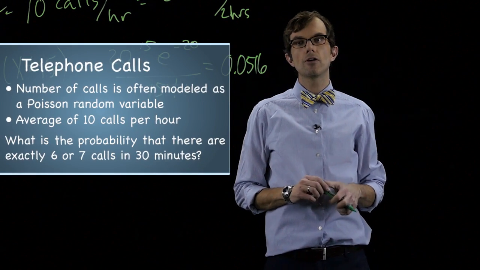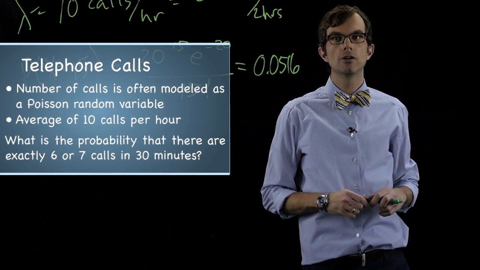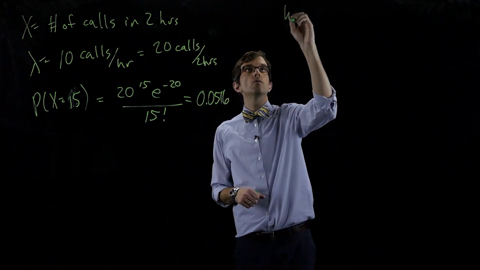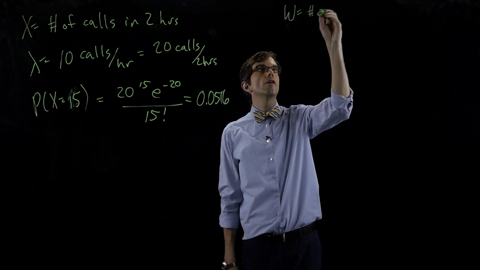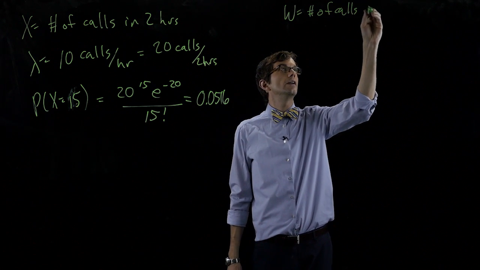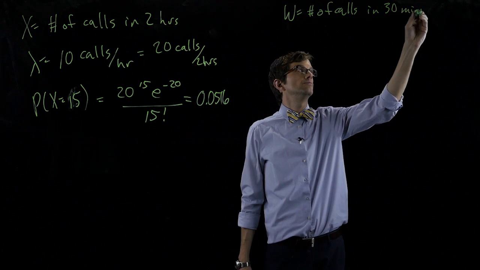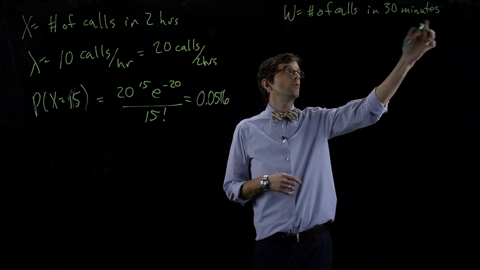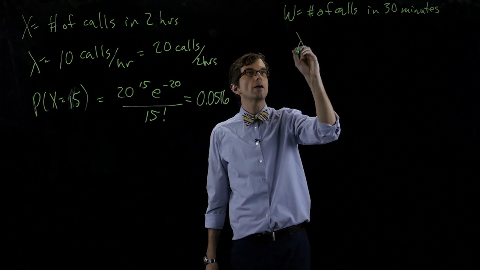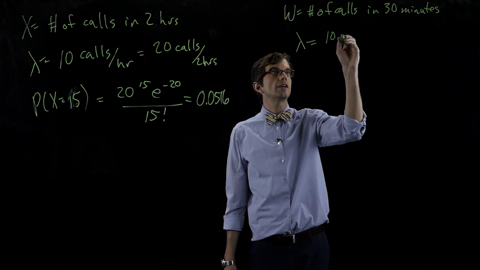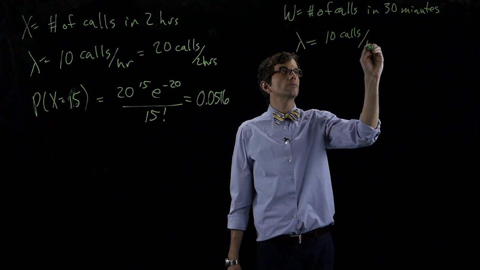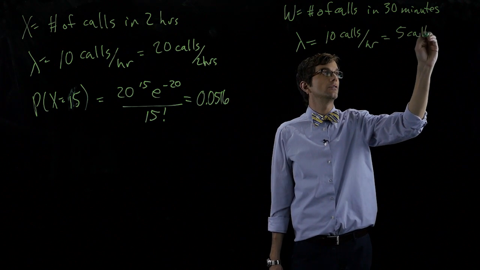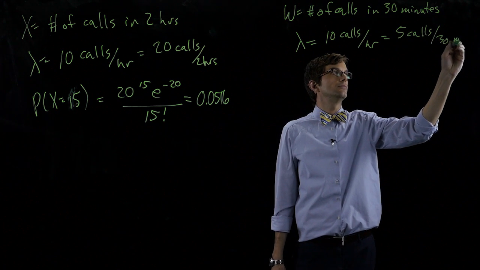What's the probability that there are exactly 6 or 7 calls in 30 minutes? So let's name a random variable. We'll call it w. That's the number of calls in 30 minutes. And we need to know a rate with this interval, 30 minutes. So now lambda is going to be, well, originally it was 10 calls per hour. On average, that would suggest that we would see 5 calls in 30 minutes.